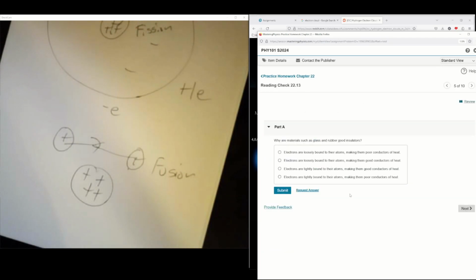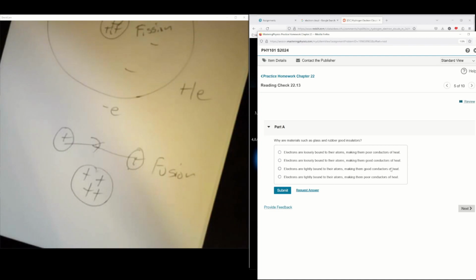Why are materials such as glass and rubber good insulators? Insulators, again, have tightly bound electrons. Tightly bound. So right here, electrons are loosely bound. No. Electrons are loosely bound. No. The last are tightly. Electrons are tightly bound. So it's one of these last two.